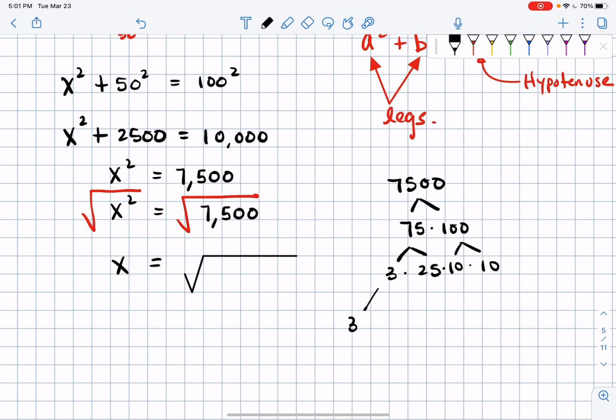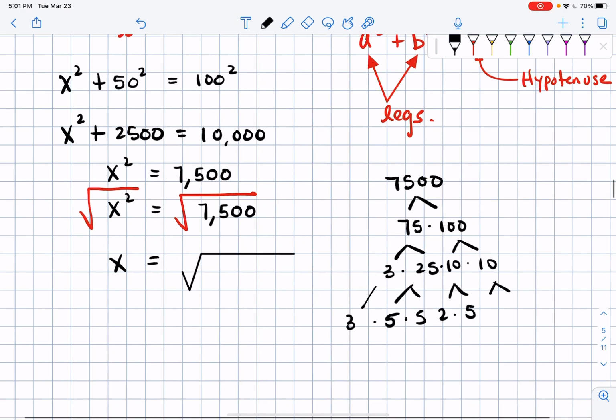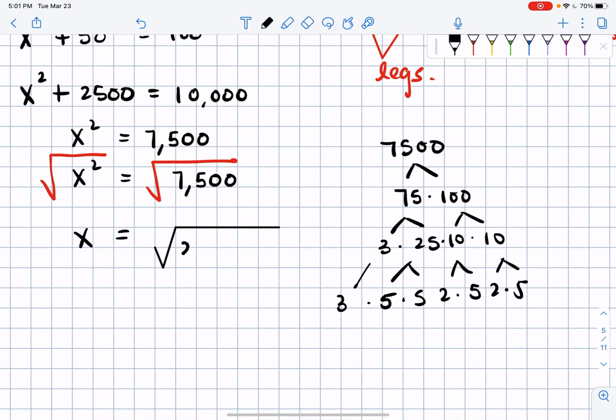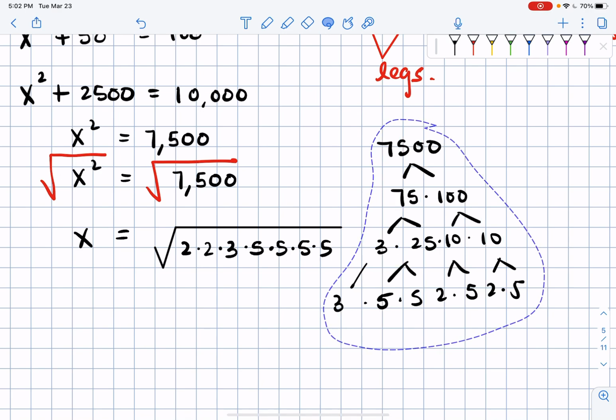So I got the 3. I got the 5 times 5. I got the 2 times 5 and the 2 times 5. So with that being said, what do I have? I got two 2's. 2 times 2 times 3 times 5 times 5 times 5 times 5. Okay, so let me double check. Let me type that in the calculator. That is equal to 7,500. Awesome. So I don't need this part anymore.